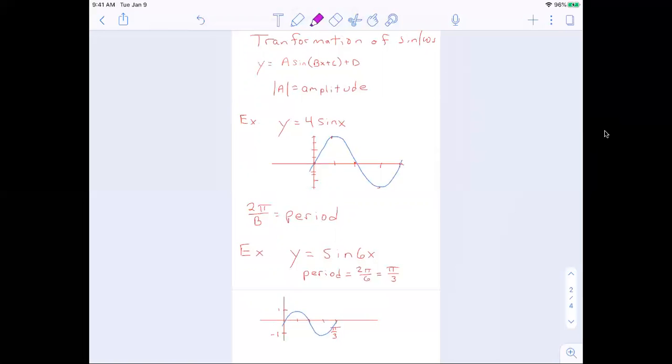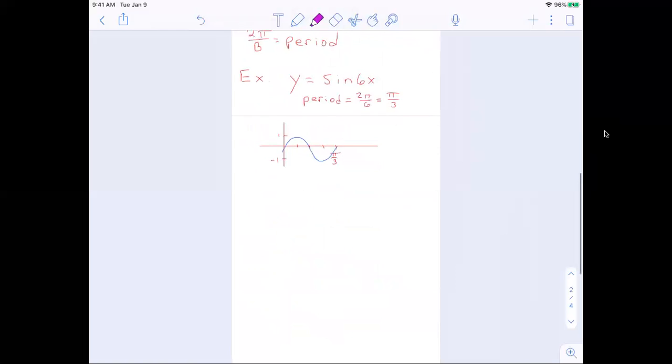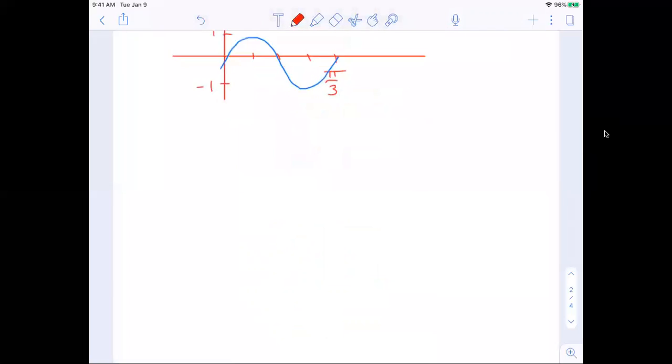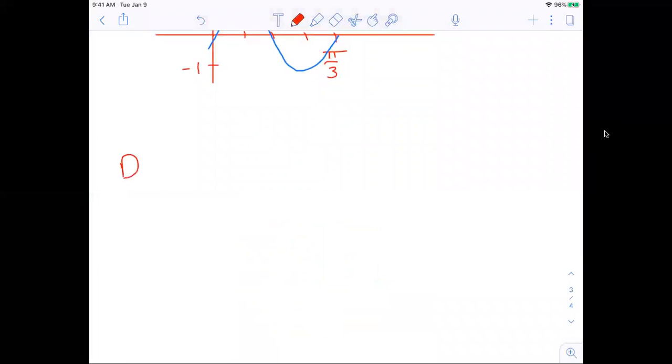So looking at our numbers here, this number in front affects the amplitude, how far it stretches up and down. This number here affects the period, so it crushes it horizontally. This number here, the D, that affects a vertical shift, so that'll just shift it up or down. So D is equal to the vertical shift.